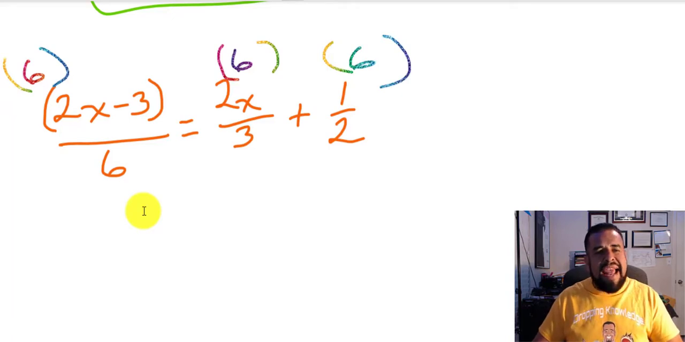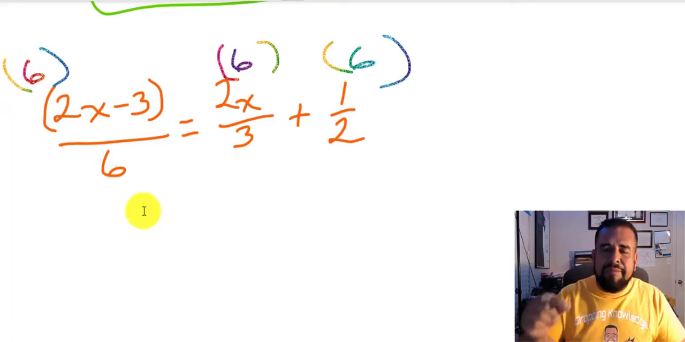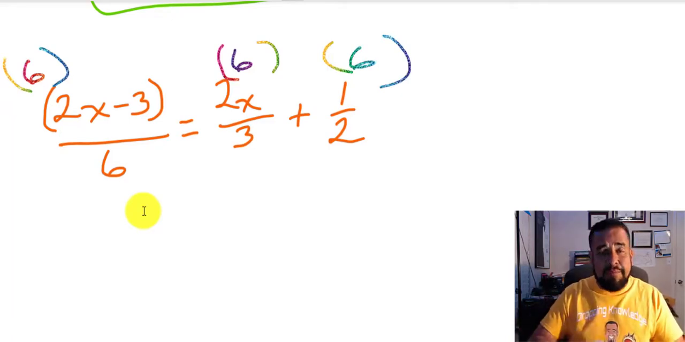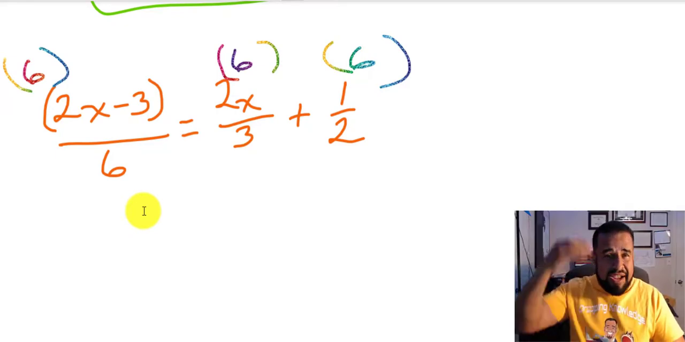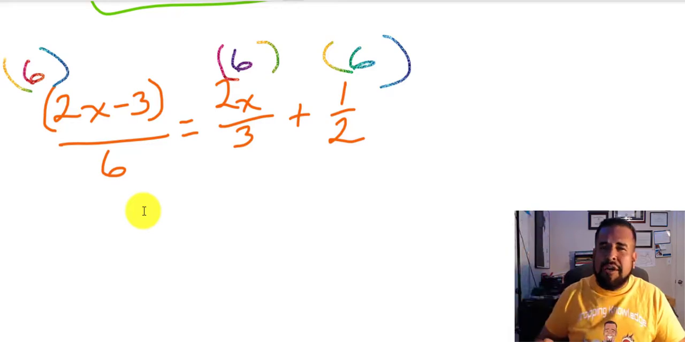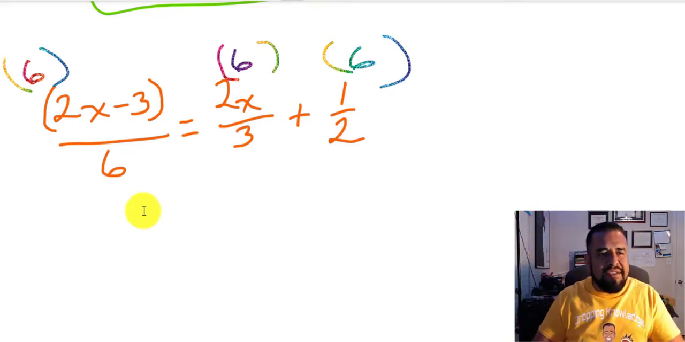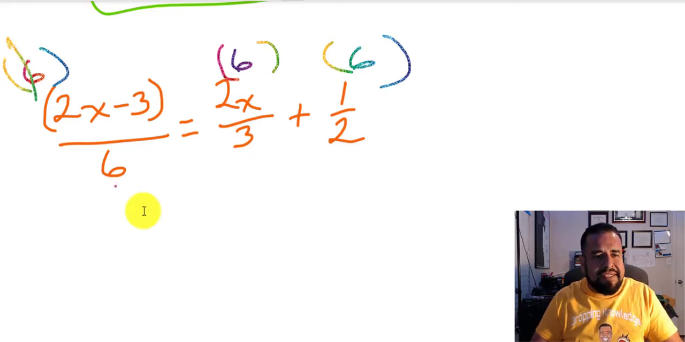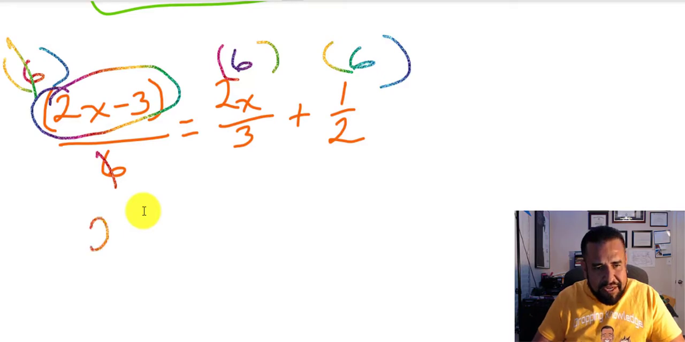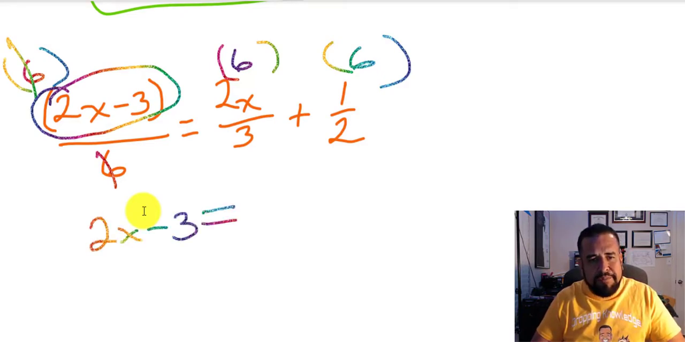All right? Now, like I said, I want to divide first and then multiply because I believe it makes it easier. You can multiply first and then divide, but I think the numbers are going to get larger and it's more work. So let's divide first. 6 divided by 6 is 1, and 1 times all of that is simply all of that, 2x minus 3. There's my equal sign.